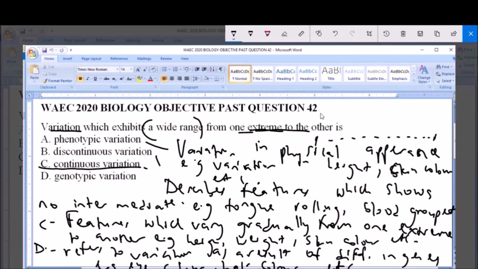So let's take for example height. If you have, let's say, 20 people in a room, you can rank those 20 people from the tallest to the shortest. Likewise, weight, you can rank from the heaviest to the lightest. So you can see that those features are continuous in nature. You can rank them from one extreme to the other. There are in-betweens in continuous variation, and that's why option C, continuous variation, is the correct answer to this question.